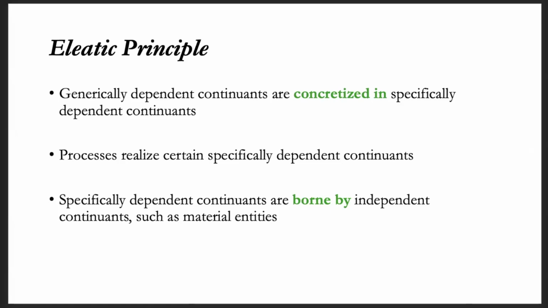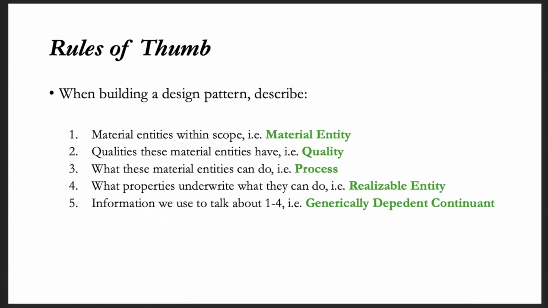So as a design pattern principle or rule of thumb, when you're building these things, think about it in those terms. Try to trace it back. And a great way to trace it back is to trace it forward. Start with material entities. When you're trying to create a design pattern, you're given some competency questions. Start with describing the material entities within the scope. List them out. Then think about the qualities they have. Then think about what they can do. Then think about what underwrites what they can do, the realizable stuff. And then lastly, the information we use to talk about 1 through 4.